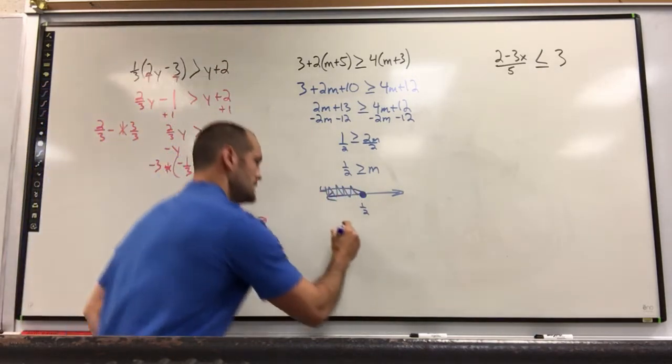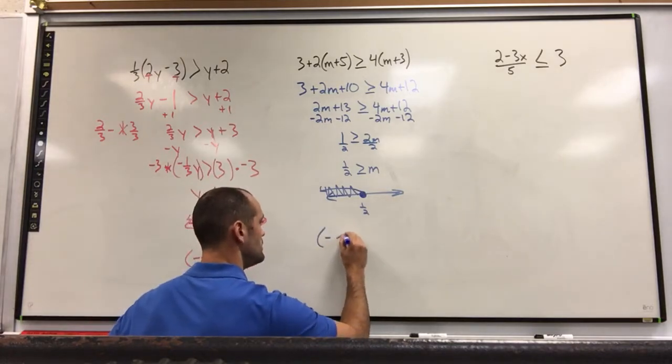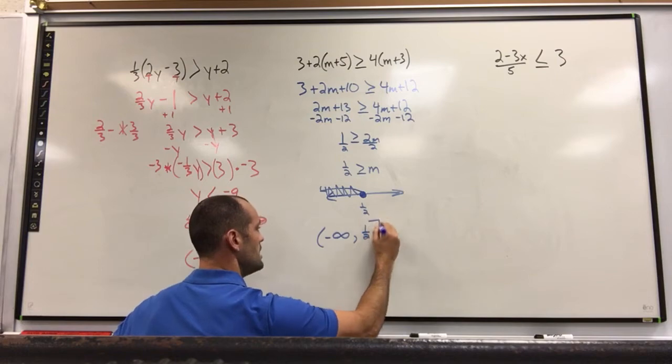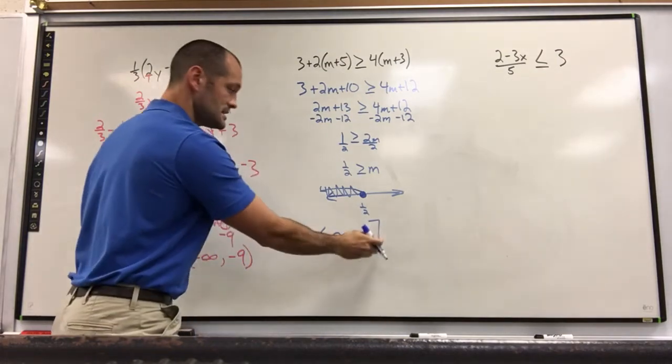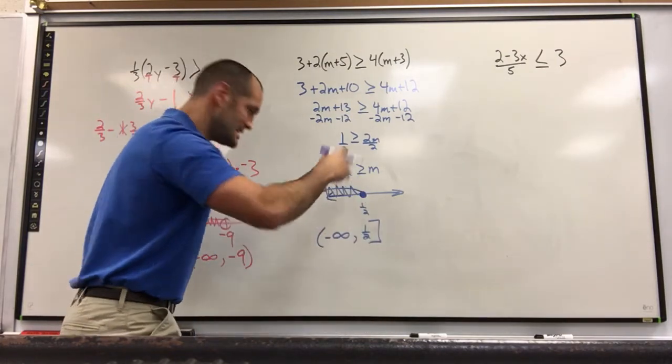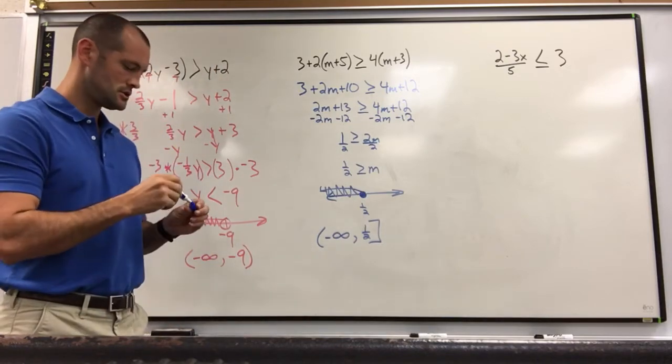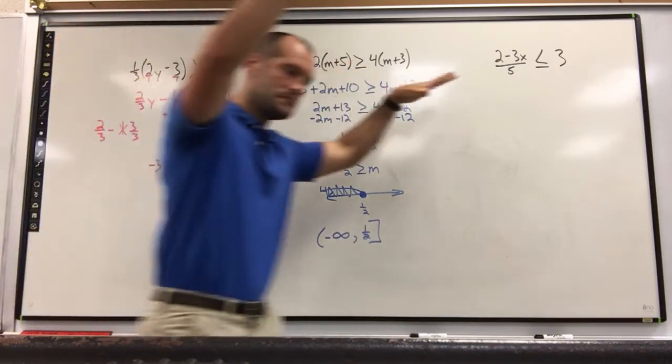Again, very similar. We're approaching negative infinity, and we go all the way up to 1/2, but this time we got it. The bracket signifies that it is a part of our solution. It is a captured value. That's why we have the bracket. 2 for 2. Let's get it.